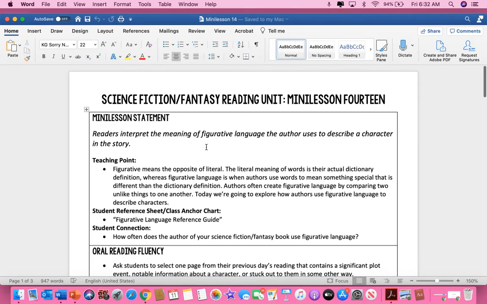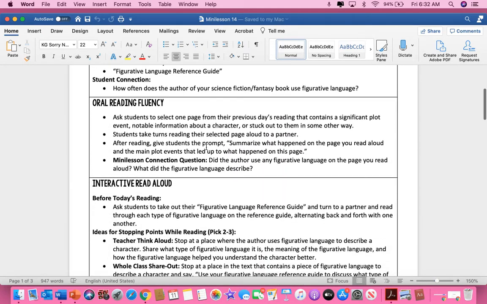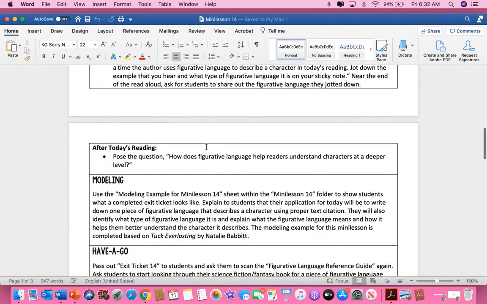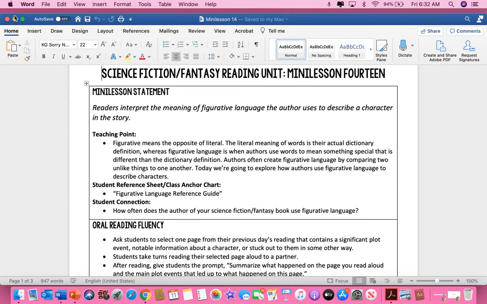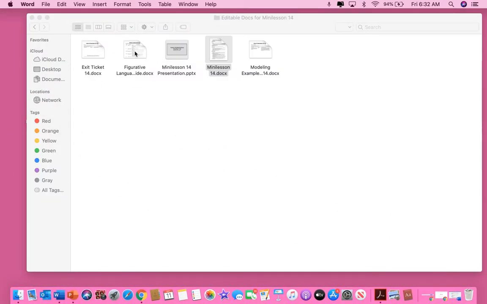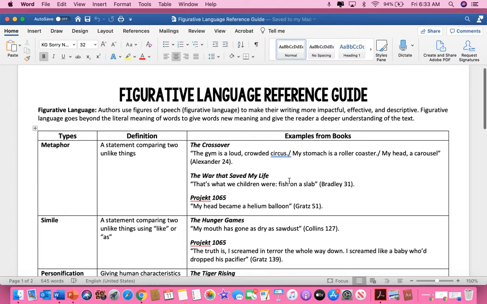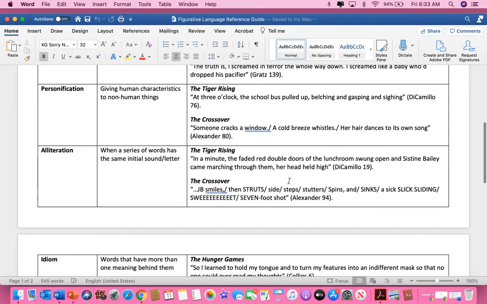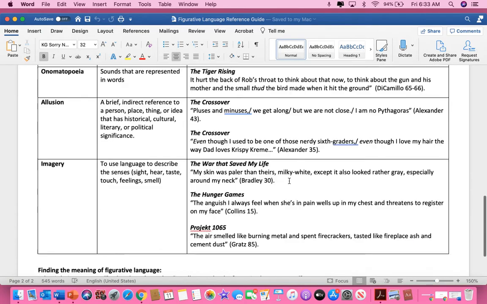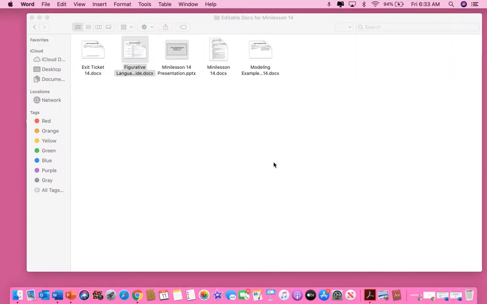As you can see on the teacher plan, it just really does a nice job of walking you through the different pieces that the mini lesson contains, prompts that you can use with students throughout the different pieces of the mini lesson. So next I'm going to show you the reference sheet that goes with today's mini lesson. Today's reference sheet is called Figurative Language Reference Guide, and it just walks through all the different types of figurative language, gives the definition of them, and then shows examples of that type of figurative language used in different books. So that is what I would go over with students next.